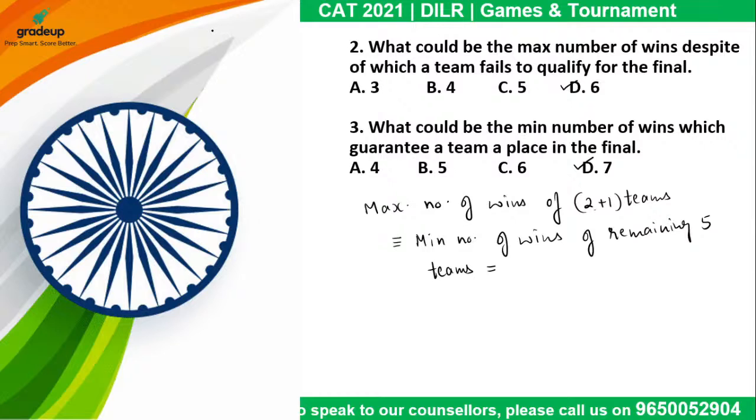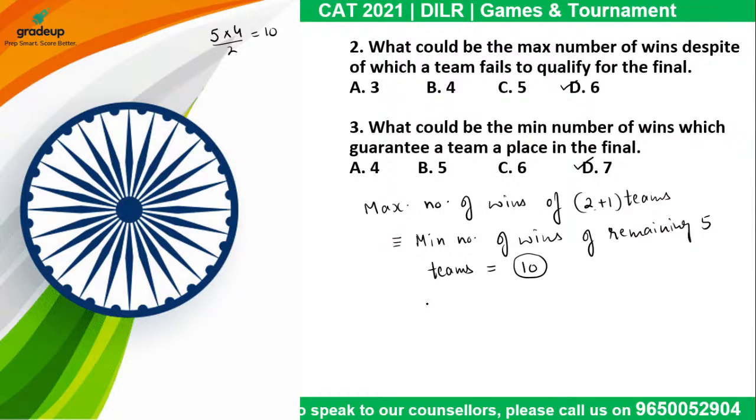The 5 teams will play how many matches among themselves? They will play 10 matches. The bottom 5 teams, can we say they will play 10 matches among themselves? That means those matches in which the top 3 teams are not involved. So since the top 3 teams are not involved, can we say the wins जो होंगी in 10 matches की वो तो इन्हीं 5 teams में distribute करनी पड़ेंगी. So the minimum number of wins of the remaining 5 teams is 10.